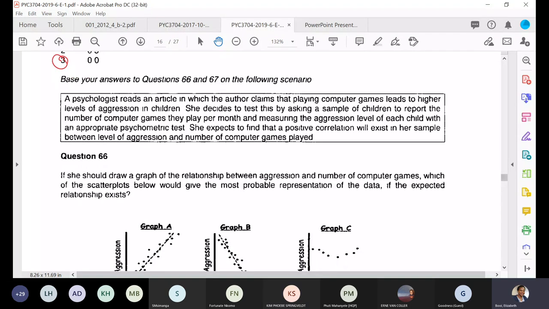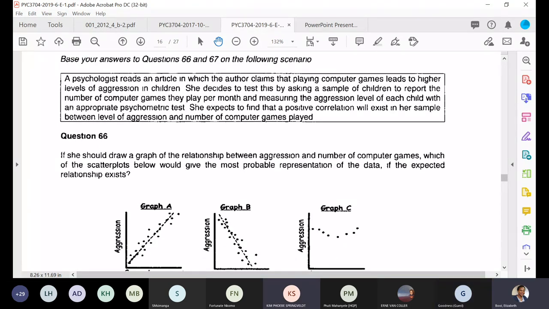Three. So based on questions 66 and 67, a psychologist reads an article in which the author claims that playing computer games, oh gosh, it seems like we're repeating. She decides to test this by asking a sample of children to report on the number of computer games they play per month, measuring the aggression level of each child with an appropriate psychometric test. She expects to find that a positive correlation will exist in her sample between the level of aggression and the number of computer games played.